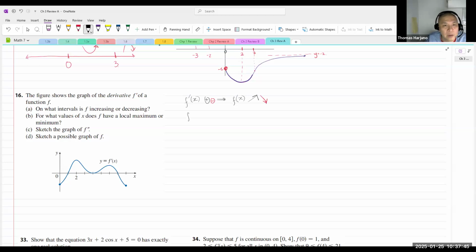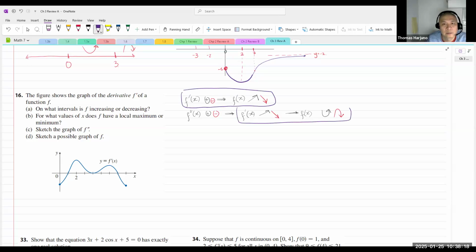For the concavity, if f double prime x is positive, that implies the first derivative is increasing and the function itself is concave up. Okay, if this were negative, then f prime x is decreasing, and the function is concave down. Okay, what we have is the graph of f prime x, so we will need this.